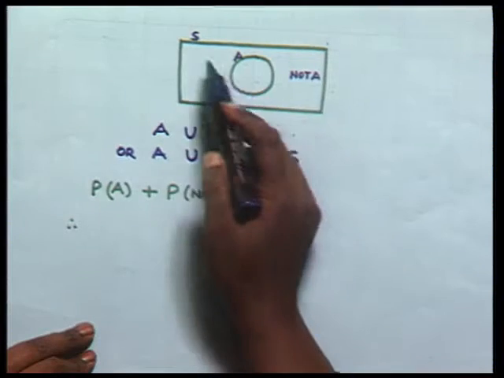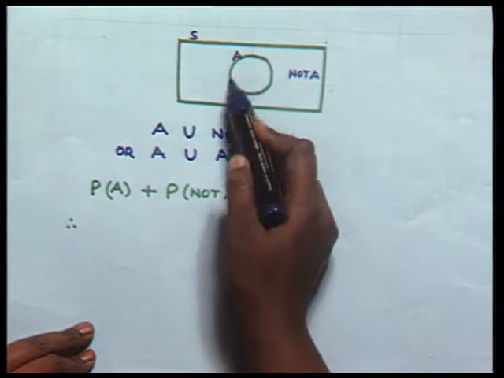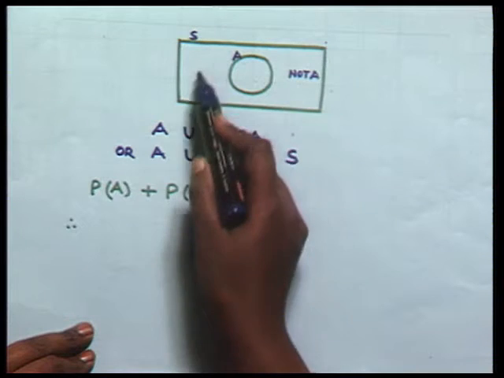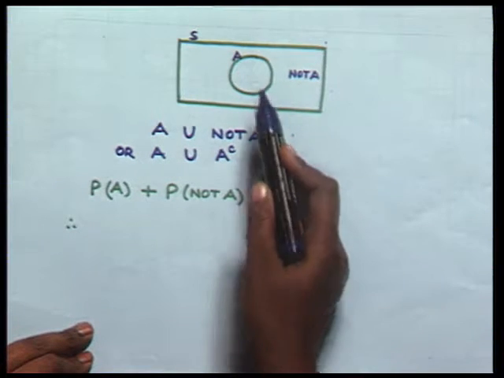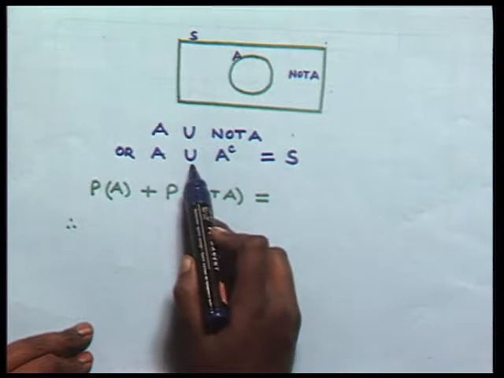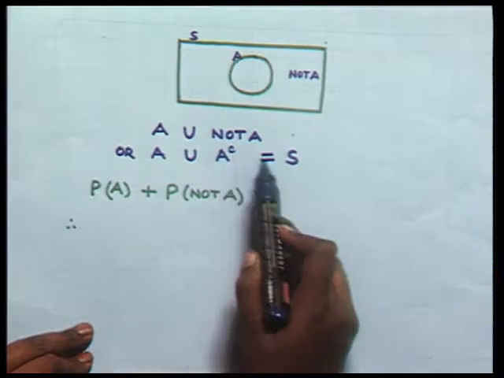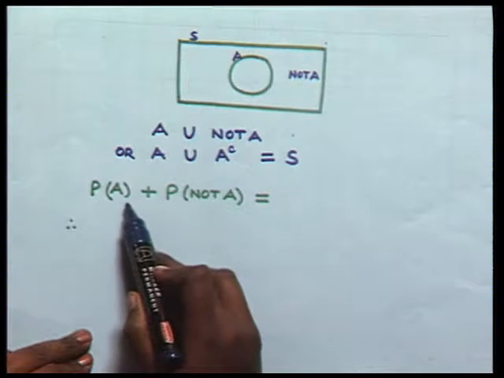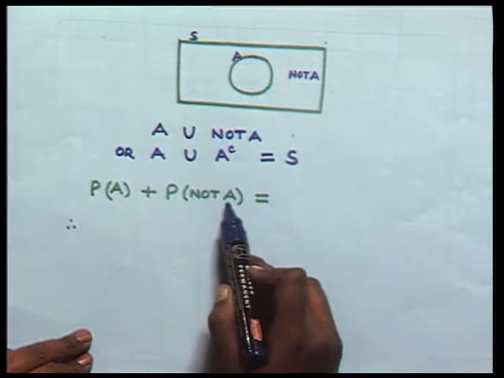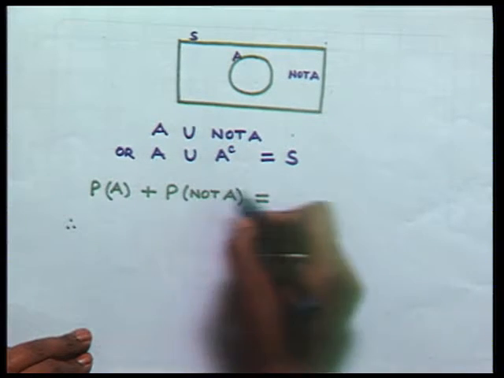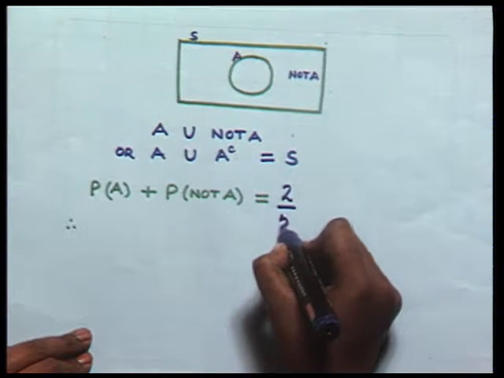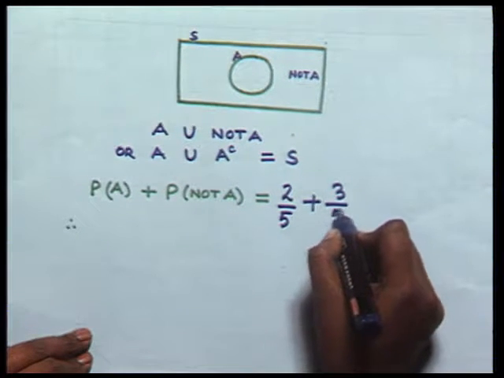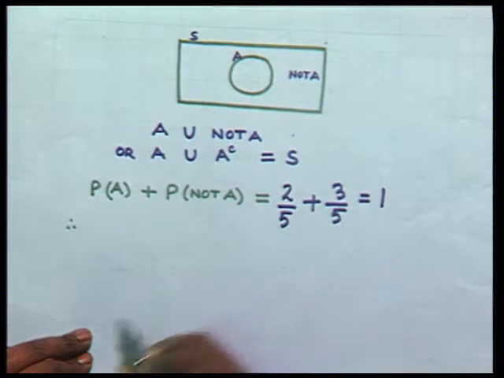By Venn diagram, we can show this as if this is the sample space, and if this is the event A, then event not A is represented by this space which does not contain A. Also, A union complement of A, or the event not A, gives us the sample space, and therefore probability of A plus probability of event not A is equal to, since probability of A we had 2 upon 5, probability of event not A is 3 upon 5. So, this is equal to 1.